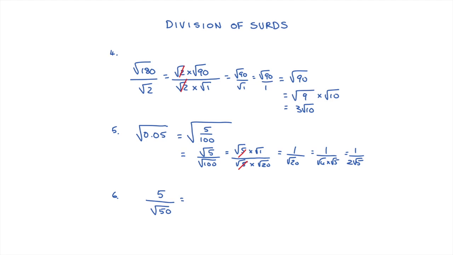Lastly, 5 over root 50. Now the root 50 we can simplify as root 25 times root 2. 5 over 5 times root 2, which simplifies to 1 over root 2.